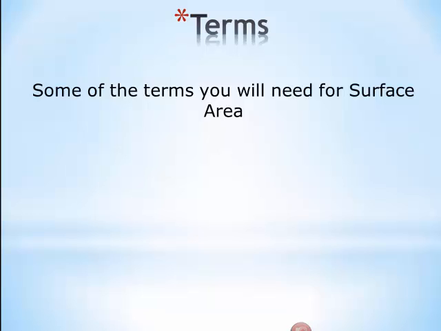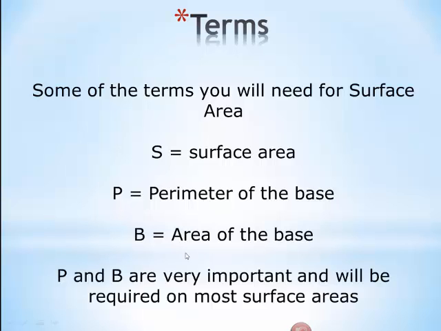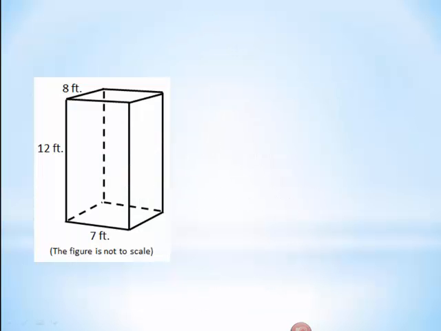We need to know that S equals surface area, P equals perimeter of the base, and the big B equals area of the base. You need to be careful because in a lot of problems you're going to have a little b and a big B. Little b is just the base. Big B, area of the base. Pause and copy these down. Okay, so P and B is very important when you do surface area.